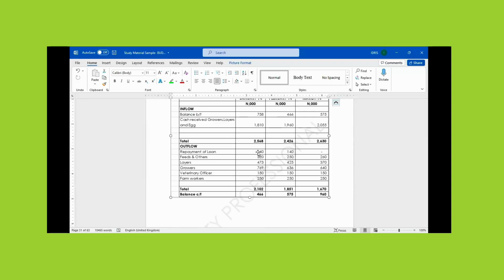February, 140. We can see 140 in January and 140 in February. That 3 repayment has completed. So we have done with loan and repayments. We have done with that.